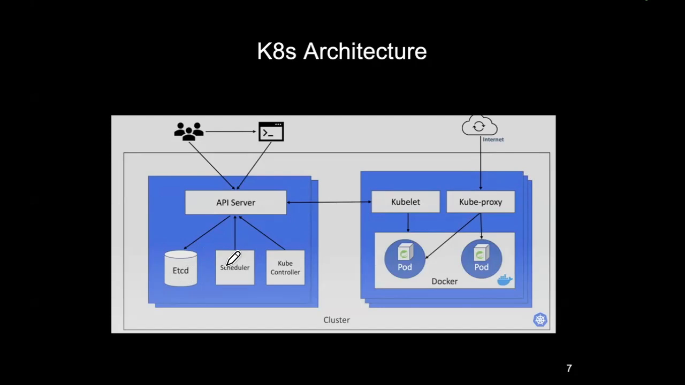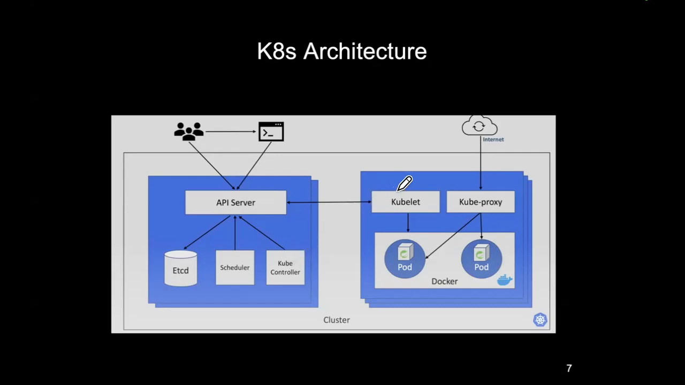So the scheduler will check with the etcd to find out where should I schedule this container that the user has asked me to start running? Which of the nodes should I schedule it on? And it'll make that decision, and then it will ask the Kubernetes controller to initiate the starting up of a container on a particular node.